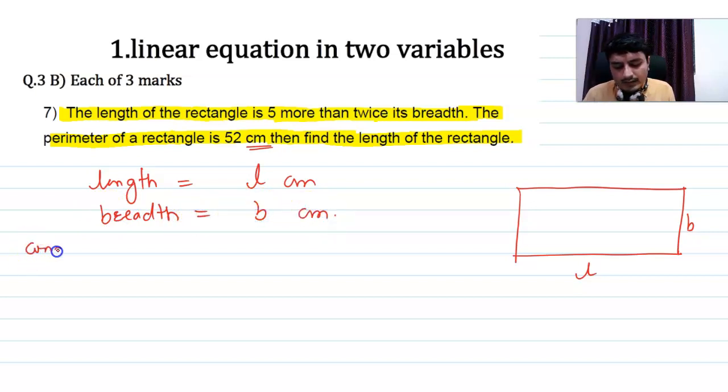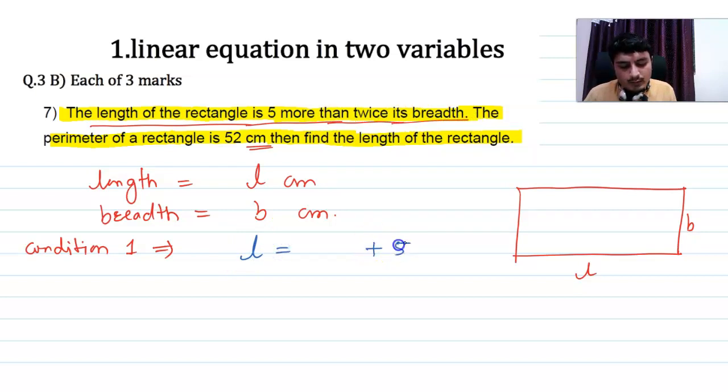Now as per the conditions, look at the first condition. I am underlining the first condition. The length of the rectangle is 5 more than twice its breadth. That means length L equals 5 more, that means we have to add 5 to twice its breadth, that means 2 times the breadth B. Try to shift the 2B and convert it into a linear equation in two variables in the general form.